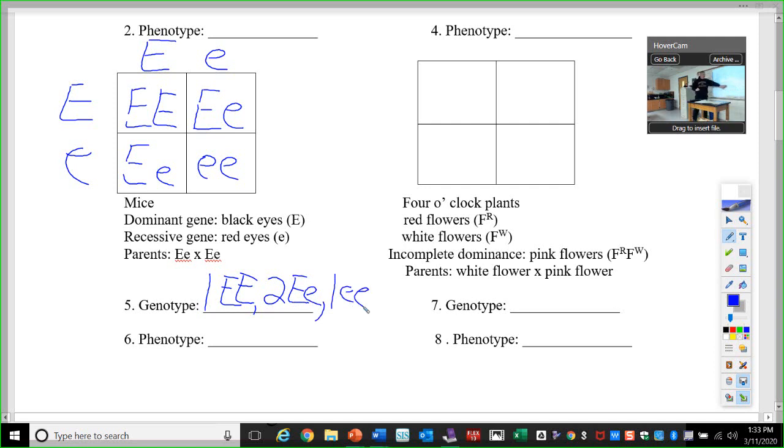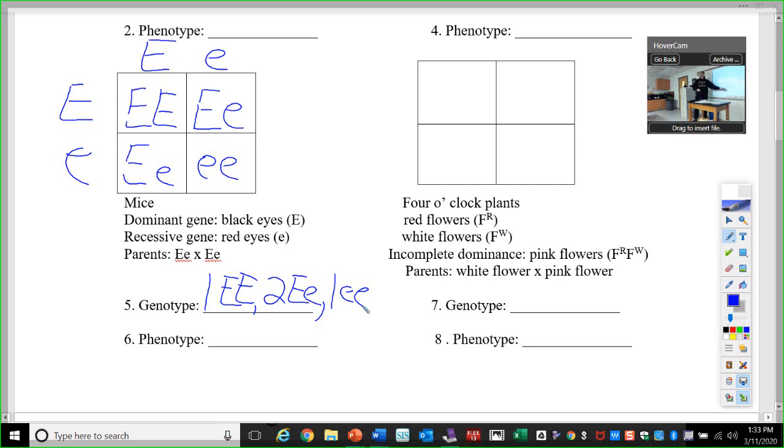Good. So we have a 1 to 2 to 1 ratio. Get used to recognizing patterns when you do these Punnett squares. Anytime we cross a heterozygous by heterozygous, you're going to get a 1 to 2 to 1 genotypic ratio. Once you start recognizing these patterns, you'll start to move a lot quicker.